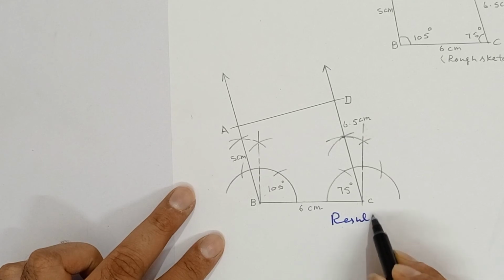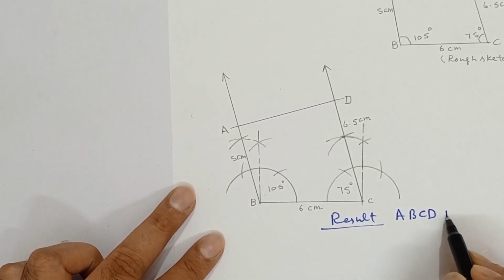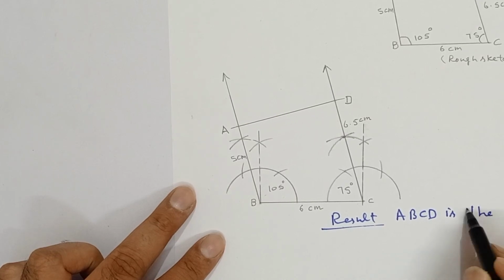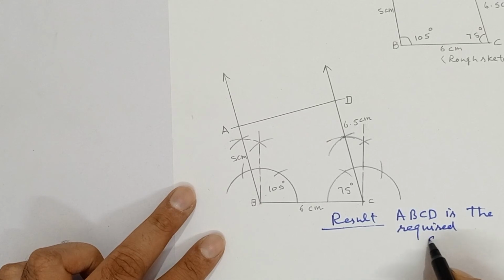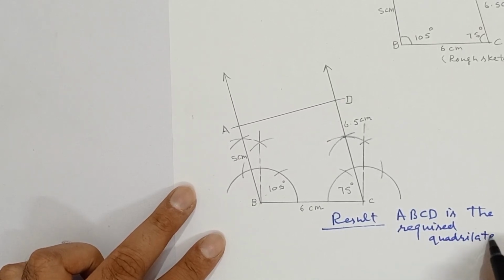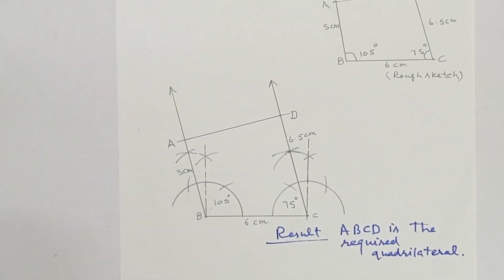Now writing the result. In the result, ABCD is the required quadrilateral. Hope you have understood both these constructions. In my next video, I will post the remaining 3 parts of this question.